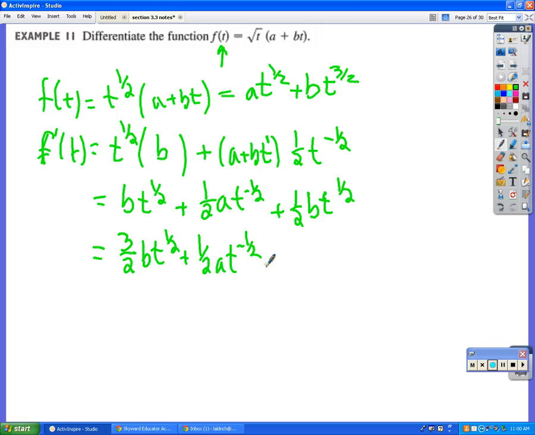Can you see now that if we did it Gabby's way, we would have gone directly from here to here, because you put the 1/2 in front and that gives you 1/2 at to the negative 1/2. Put the 3 halves in front, okay?